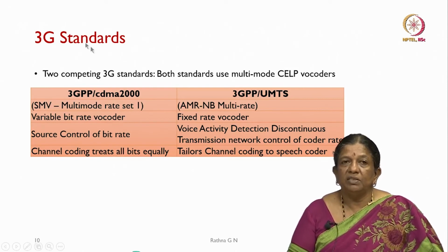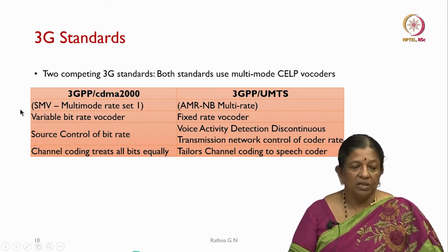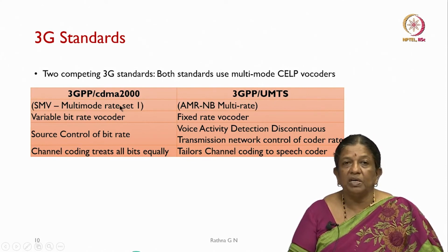So, we know what the 3G standards specified are, that is, two competing 3G standards. Both standards use multi-mode CELP vocoders in them. That is 3GPP2, that is CDMA2000, and 3GPP UMTS. So, here it is a multi-mode rate set in this case.